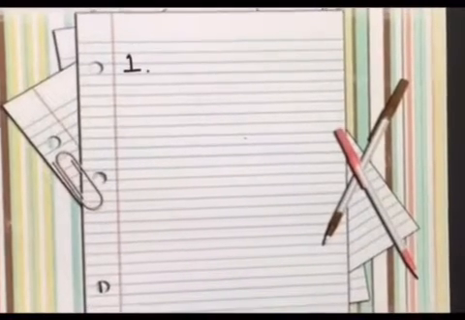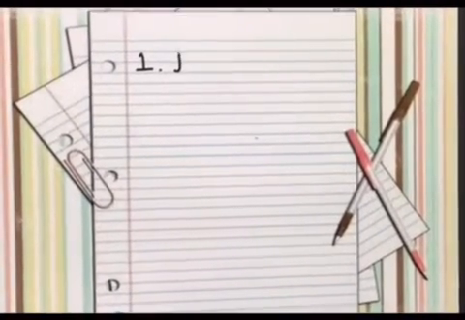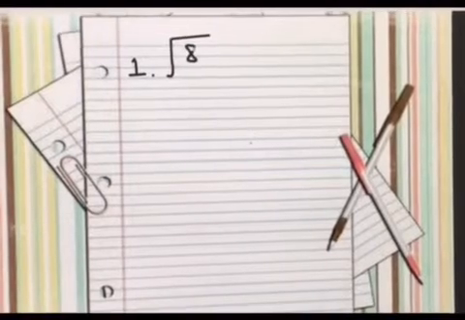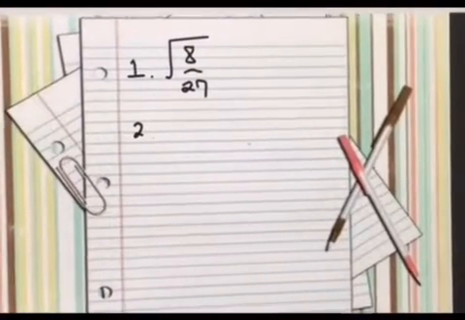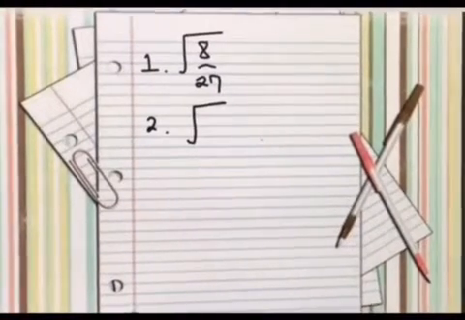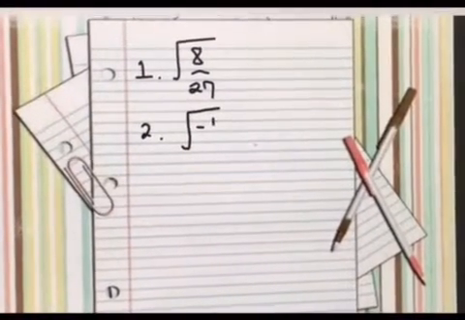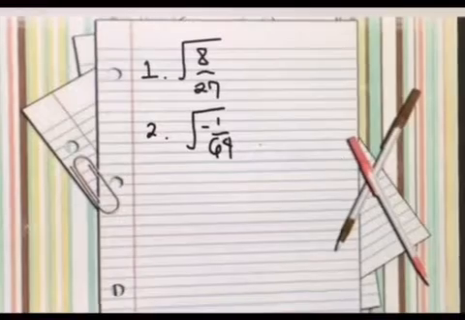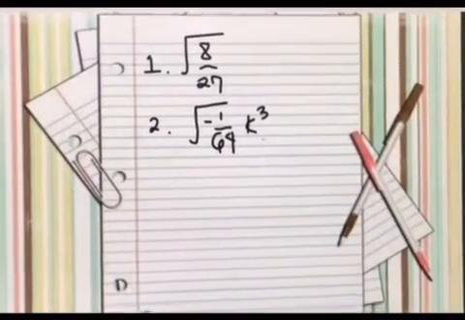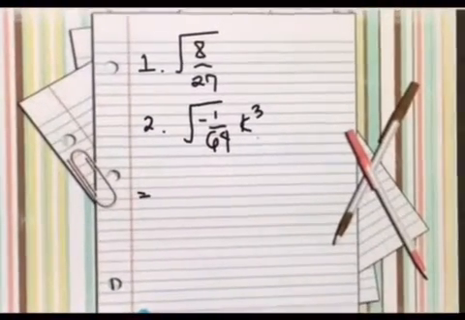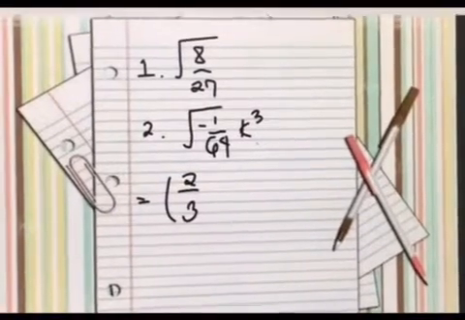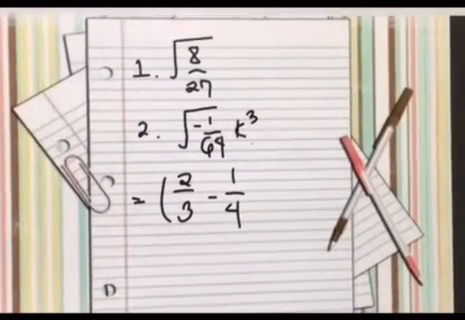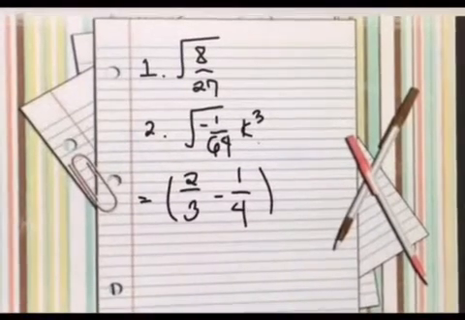Well, the first step is to solve for the cube root of the first term, or solve for the cube root of 8 over 27. Second, solve for the cube root of the second term, or solve for the cube root of negative 1 over 64k raised to the third power. Once you've calculated that, you're left with the quantity 2 over 3 minus 1 over 4k.